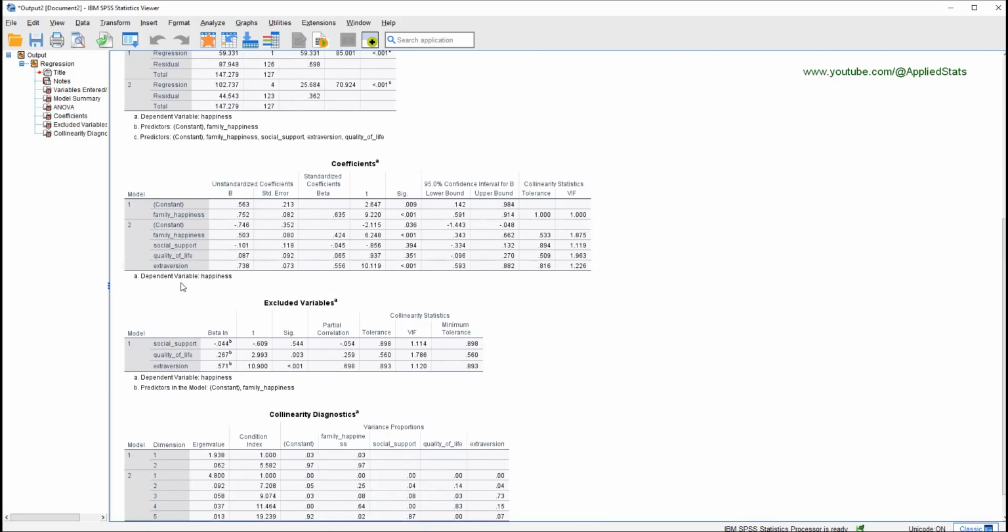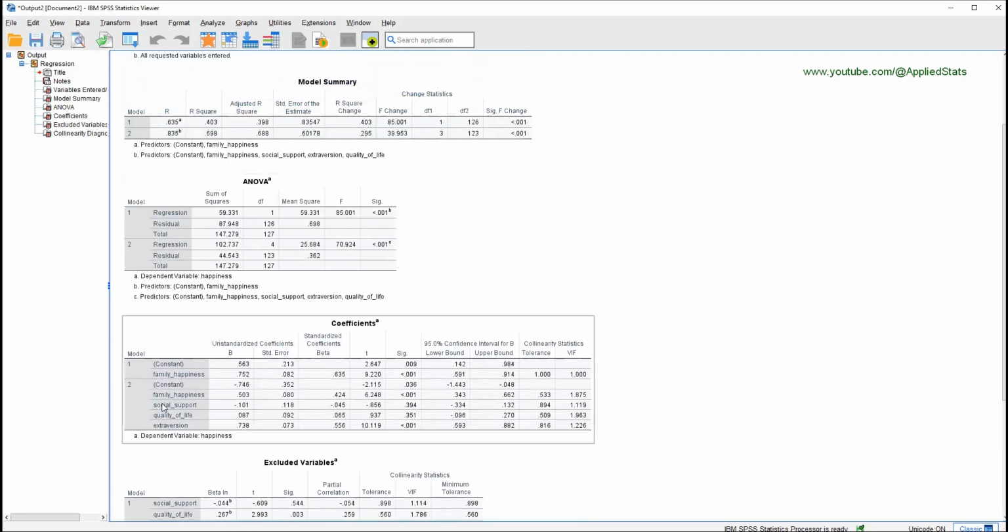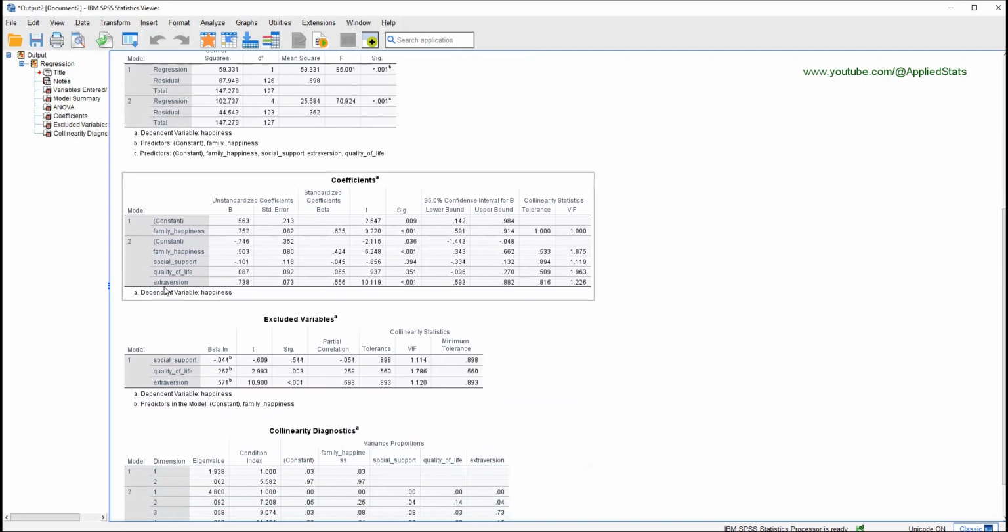Then you have the results of your second regression analysis. And you have 4 predictors in your second regression analysis: family happiness, social support, quality of life, and extroversion. Now, firstly, you can say that adding these 3 variables increased the R-squared value by 30%. It increased it from 0.4 to 0.69. So it's about a 30% increase in R-squared. So together, these 3 variables are contributing 30% more variance.